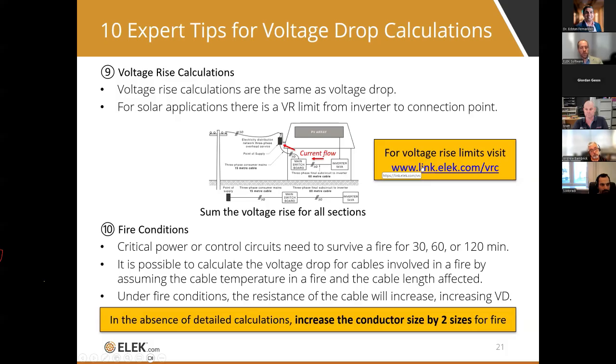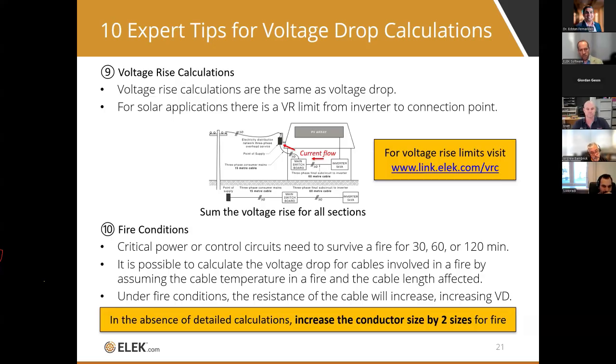Voltage rise calculations. Voltage rise calculations are exactly the same as voltage drop. There's no difference in the calculations. For solar applications, there is a voltage rise limit from the inverter to the connection point. So on the AC side of the inverter, there's a voltage rise limit. If you type that link in your browser, you will see some tables of the voltage rise limits for these sorts of solar installations.